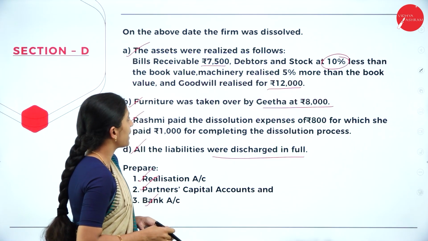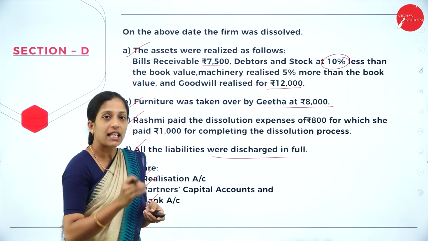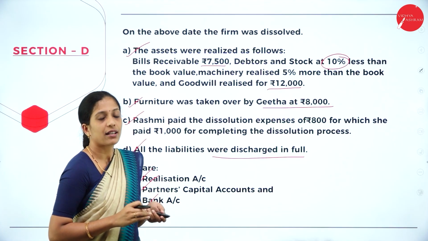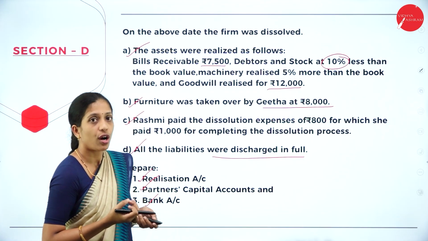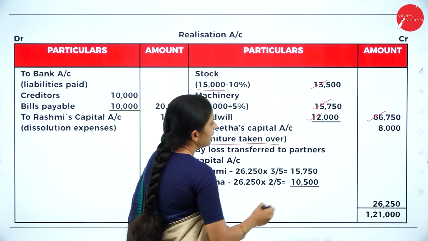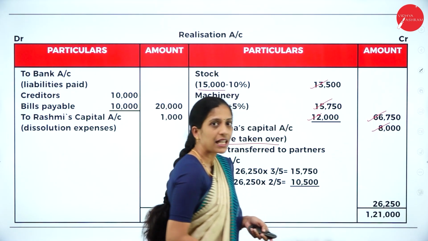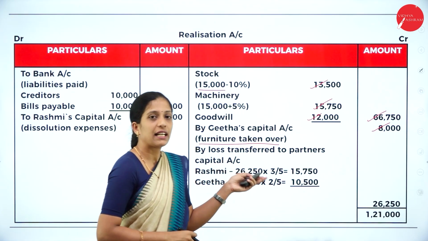Next, what adjustment have they given? Furniture was taken over by Geeta. If any asset is taken over by the partner, you will transfer that into the partner's capital account. So how do we record? By Geeta's capital account, furniture taken over at what price? 8,000. They have given it in the adjustment. Hope you are clear about it.